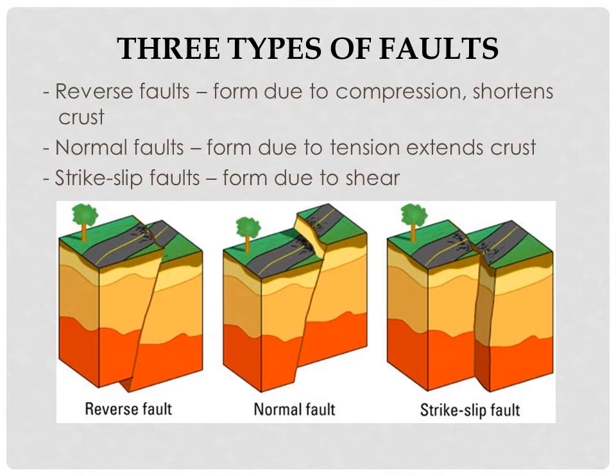Normal faults tend to extend the crust, so you can see that the crust is getting longer, whereas reverse faults shorten the crust, they compress. And strike slips move side to side.